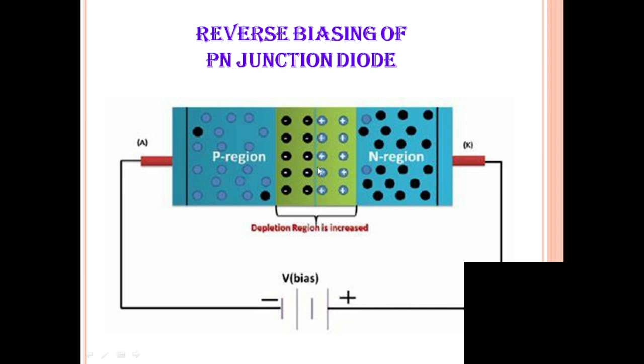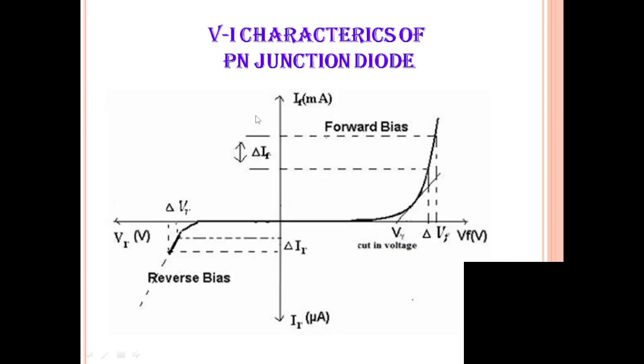Because of this condition, the depletion layer of the PN junction diode will be increased compared with the forward bias condition. At the same time, the barrier potential voltage will be increased. So this is the concept of the reverse biasing condition.